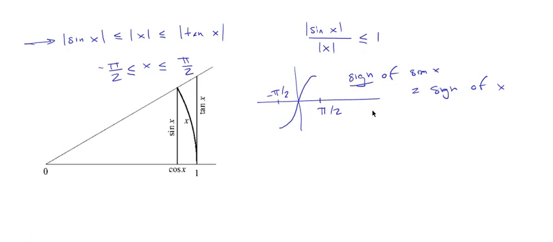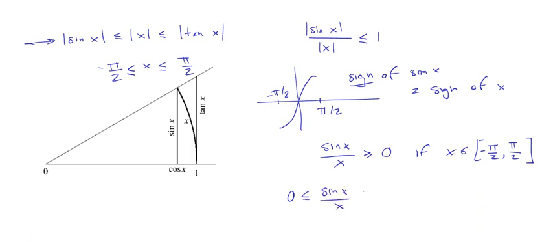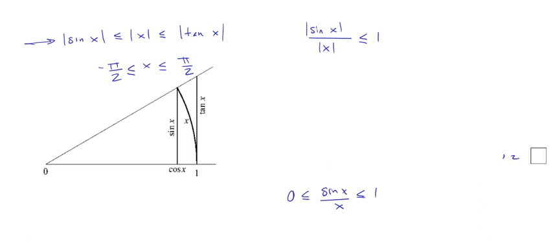When x is negative, the sine is negative, right? So we can rewrite it like this: sine of x over x is greater than 0, because when both of them are negative, the quotient is positive, if x is between minus pi over 2 and pi over 2. So then we can combine both inequalities and say 0 is smaller or equal than sine of x over x, which is smaller than 1, right?